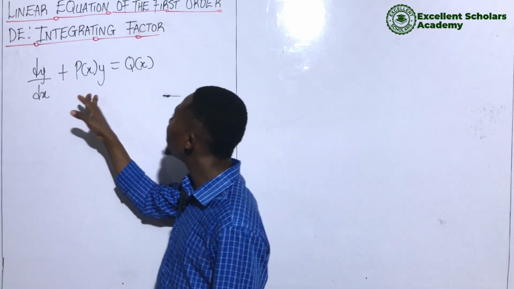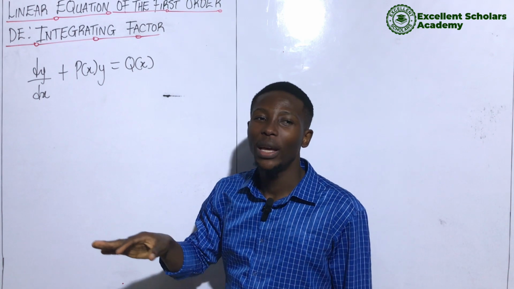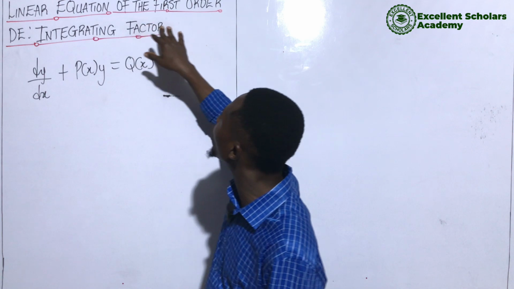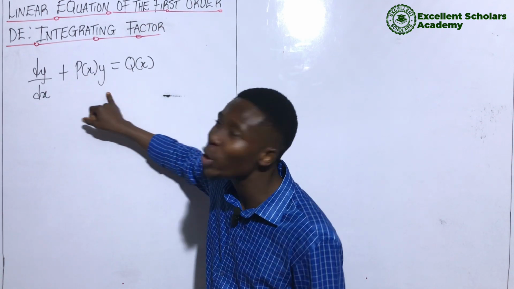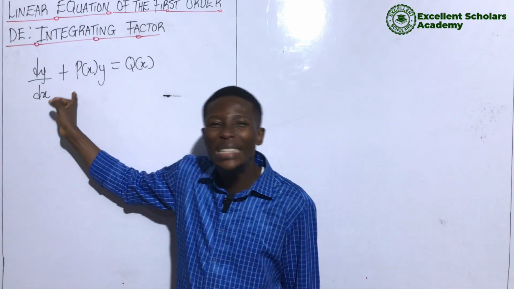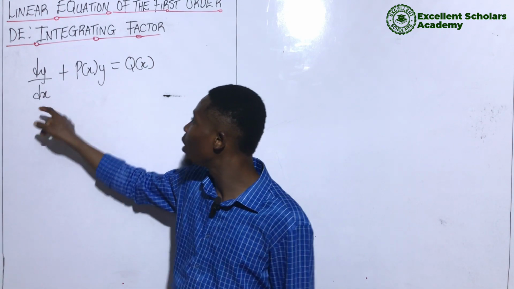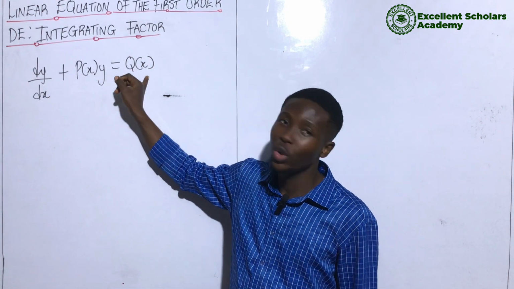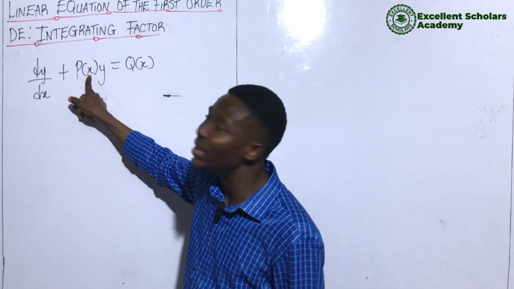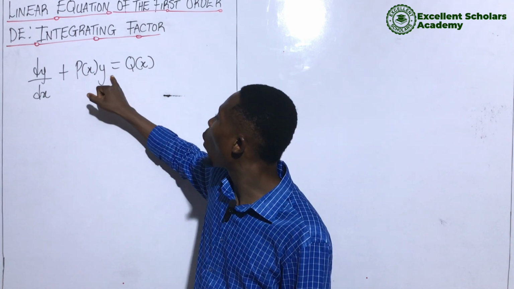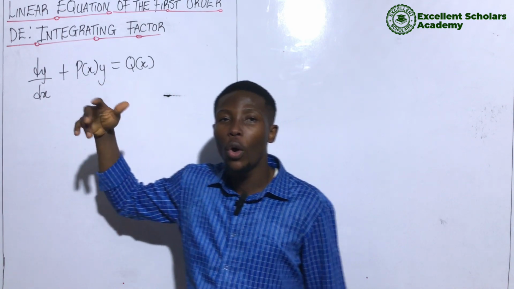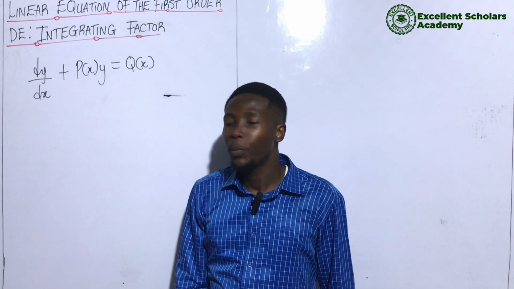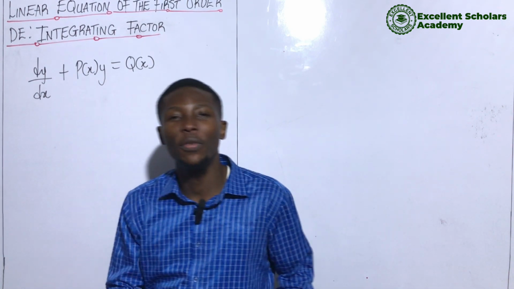So when a differential equation is a linear equation of the first order solved by integrating factor, this is how you recognize it. It's always in this form: dy/dx plus p of x times y is equal to q of x. Now, p of x is a function of x, y is a variable, and q of x is also a function of x.